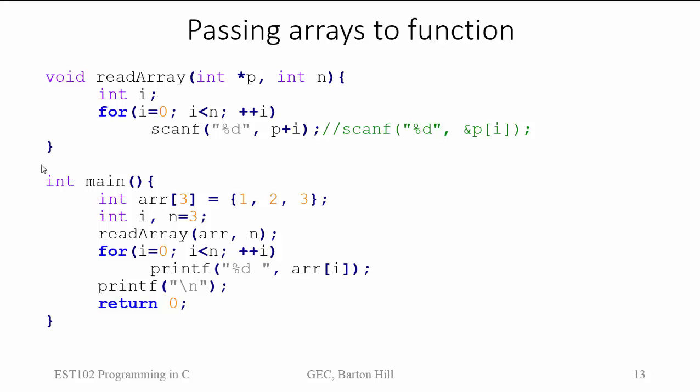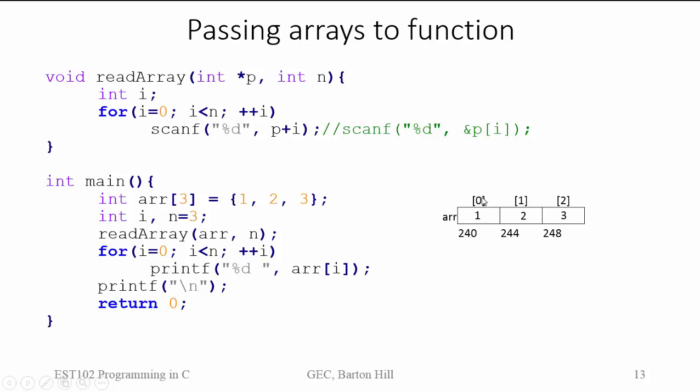We have the main function, and program execution starts from main. Then int ARR of 3 equal to 1 2 3 is executed, so memory will be allocated for ARR. Here the memory allocation is starting from address 240. I am assuming that the allocation is starting from 240, although usually the compiler allocates memory based upon the memory available. Since we initialized it with the values 1 2 3, these values will be stored in the array.